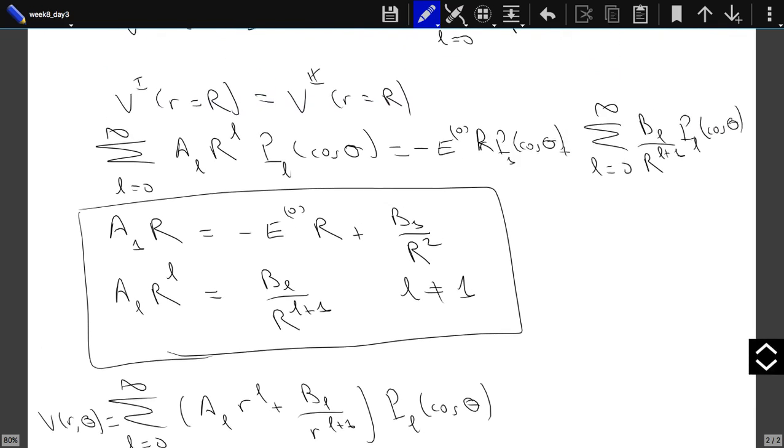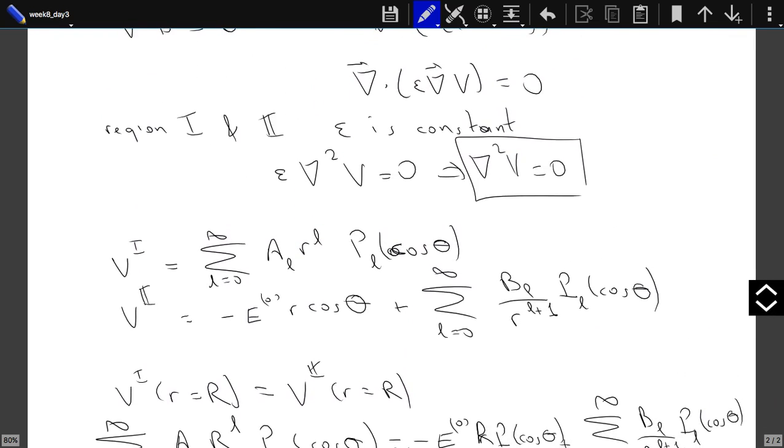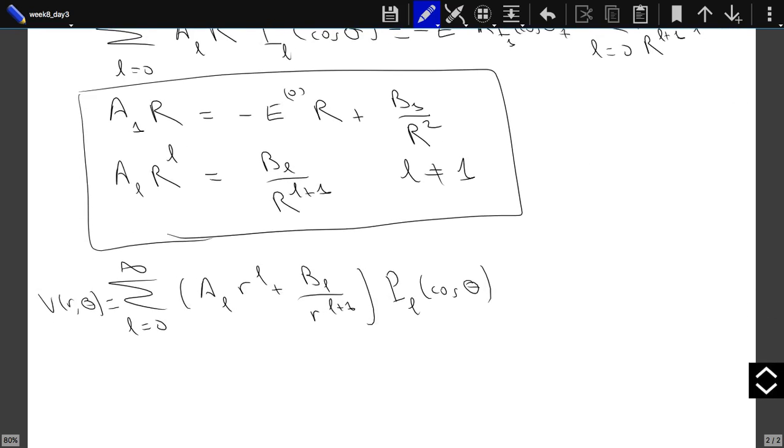So what we said over there: I already know that V2, the potential outside for R very large, should go to this term. It should have this value. That I already know, that's given to me. What I add to this term should go to 0 at infinity. But if you look at the general solution, this term doesn't go to 0 at infinity. It either diverges or it is constant. So this term shouldn't appear in the part that goes to 0.